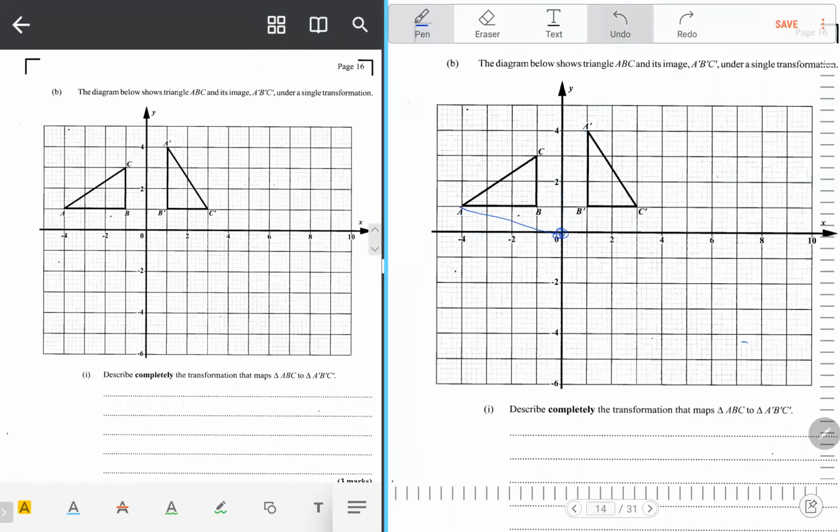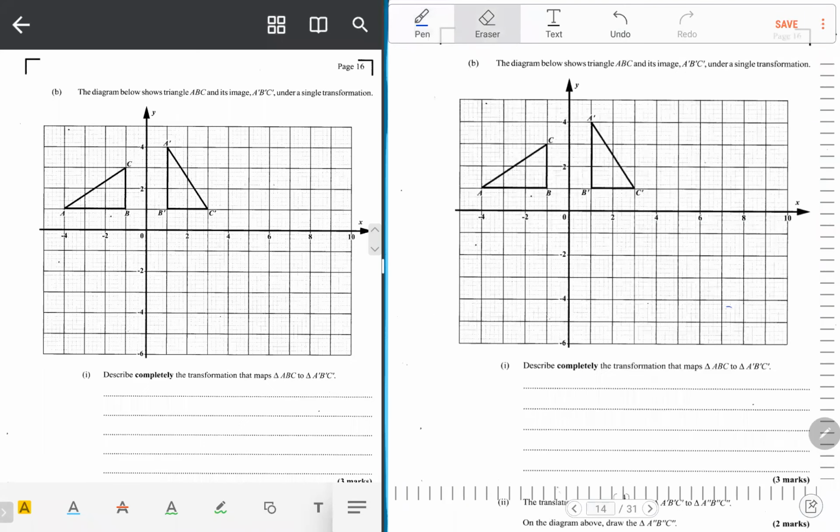And if you check C, this is the distance to C. This is the distance to C prime. You can see the 90 degree there as well. The distance here is 1 across, 3 up. So 1 across, 3 up goes to 3 across, 1 up. So you know that there's a rotation of 90 degrees about the origin. So that confirms it.